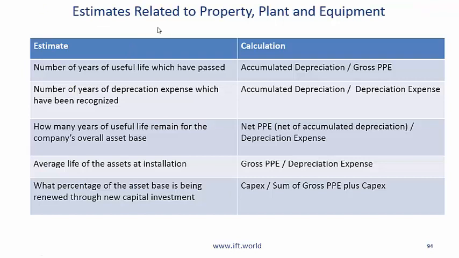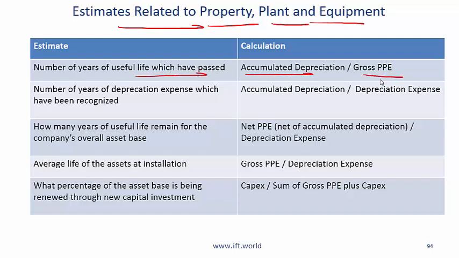This is a slide that talks about estimates related to property, plant and equipment, and it also connects with the reading on long-lived assets. Nothing here is too difficult. If you want to estimate the years of useful life which are past, then the calculation is accumulated depreciation over gross PP&E. And this is simple but highly testable. So I want you to also look through the rest of the estimates and the calculations.